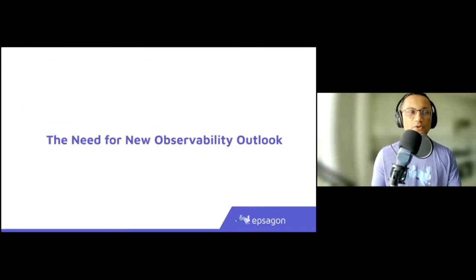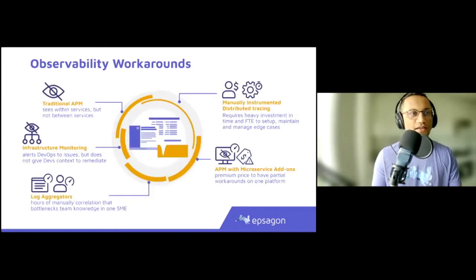So why do we exactly need a new observability outlook? If you saw traditional APMs or observability solutions, they actually focused on looking within the service. That is because they were focused on observing monolithic applications. But as I mentioned before, the logic has shifted from within a service to between the services. So that's where they kind of miss.